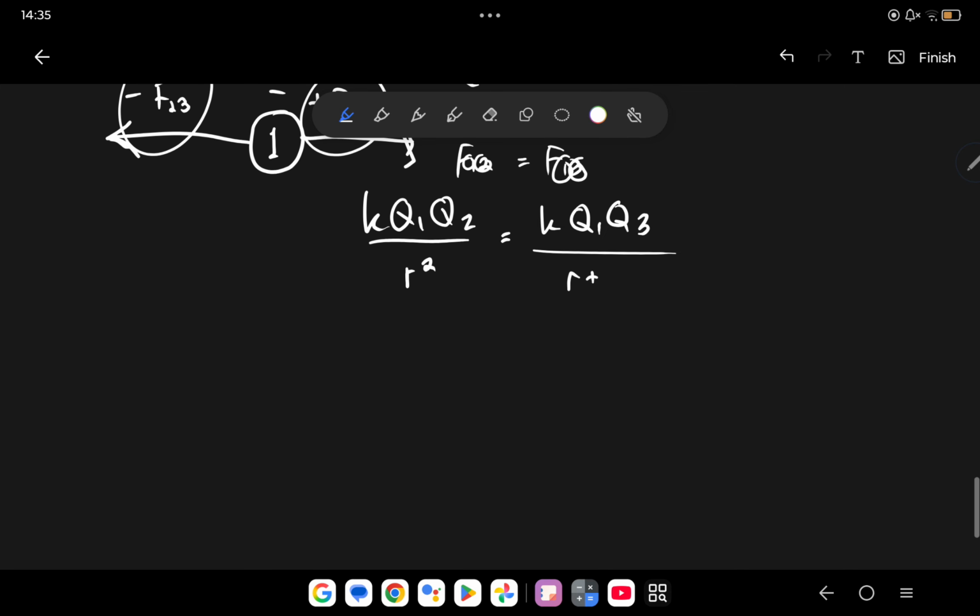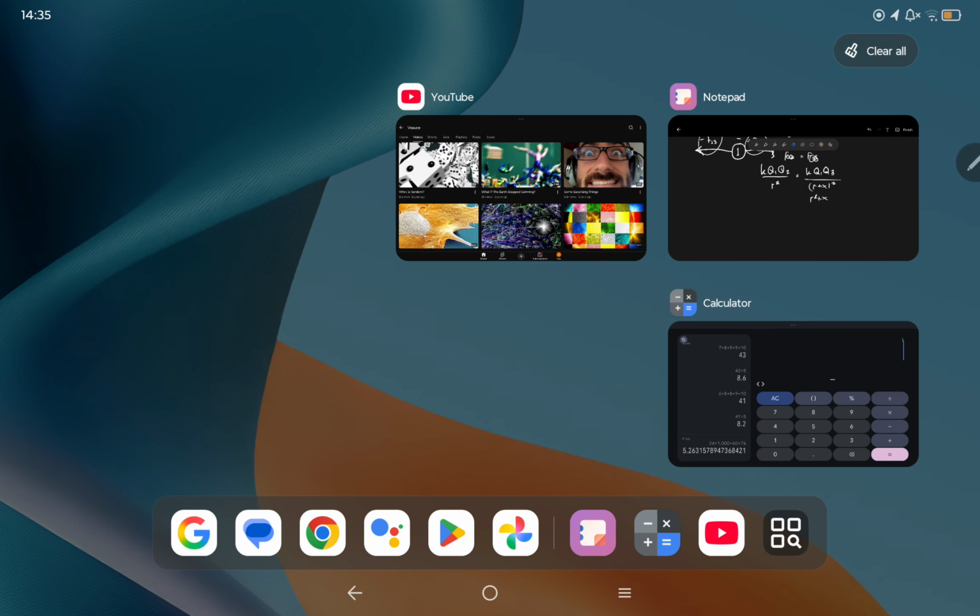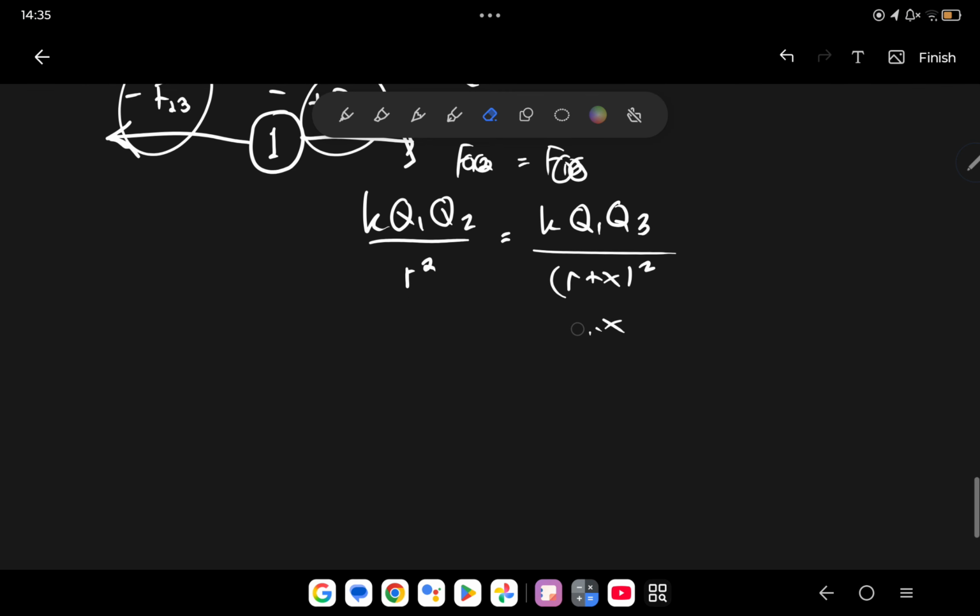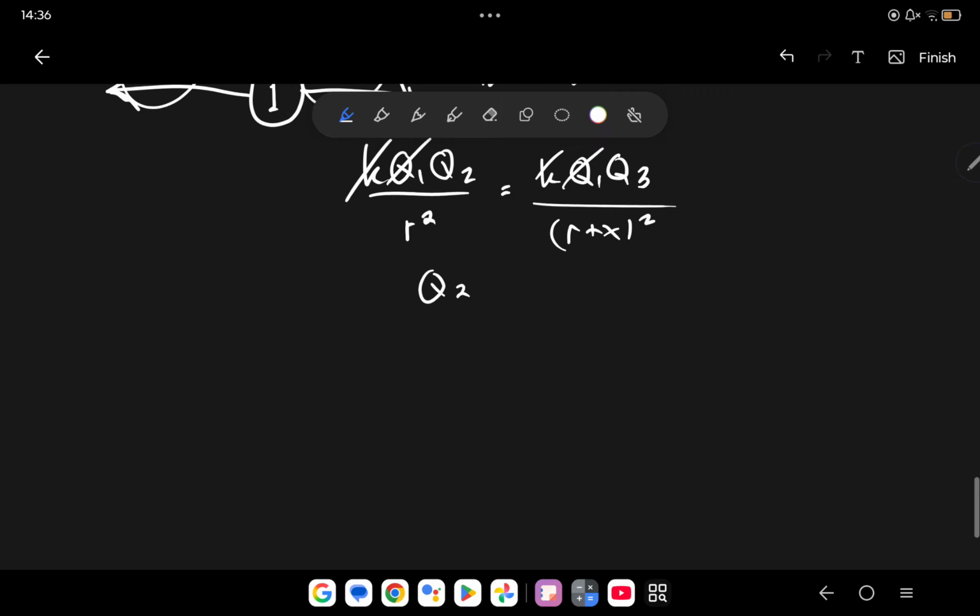So it's going to be r plus x squared. Remember that, the distance is squared. It's not r squared plus x. No, no, no, that's wrong. Hello, Vsauce. We're squaring the distance, not r itself. So the x is going to get squared too. Now, simple algebra. We can cross this out, and this out. So we'll get q2 over r squared is equal to q3 over r plus x squared.